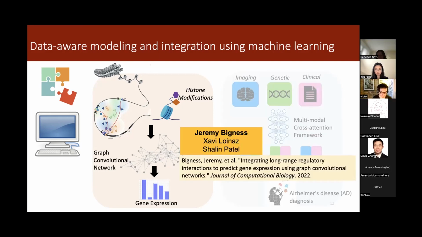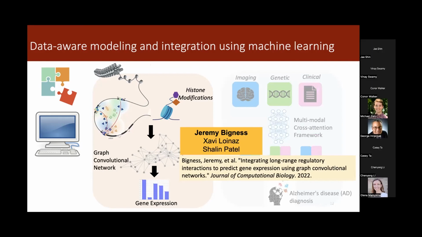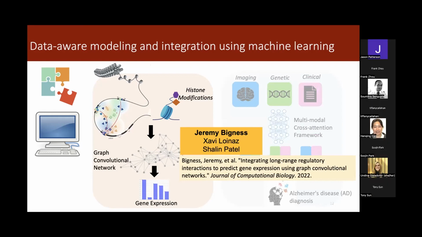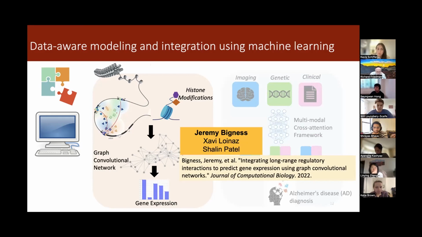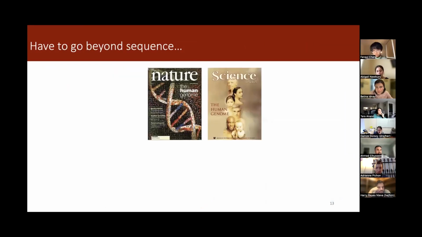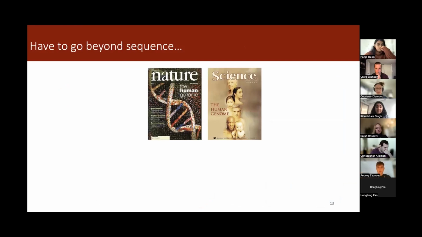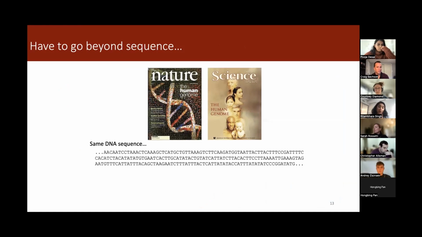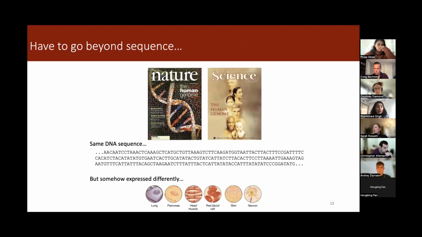This project was done by my PhD student, Jeremy, along with 2 undergraduate students in the lab, Zavi and Charlotte. So the data integration problem is also important in genomics, and the whole motivation comes from the fact that while the DNA sequence can give us a lot of information about cell development and diseases, it may not be sufficient. Because while all the cells in our body have roughly the same DNA sequence, they're all expressed differently. So the cells in our eyes are very different from the cells in our heart, and so on and so forth.